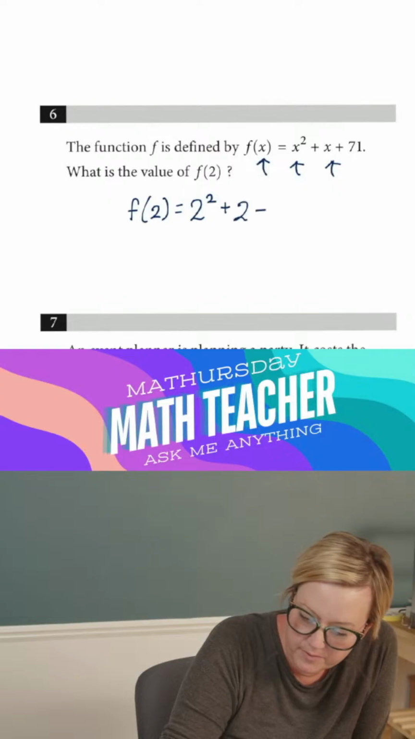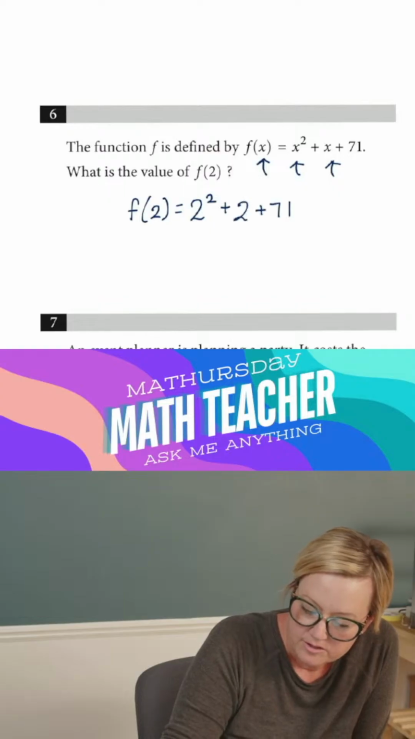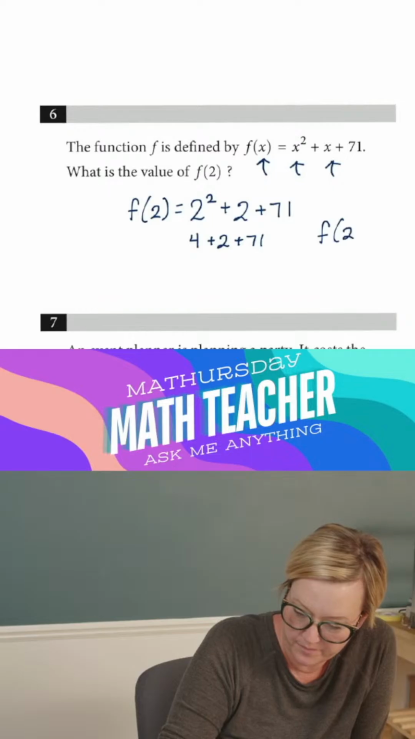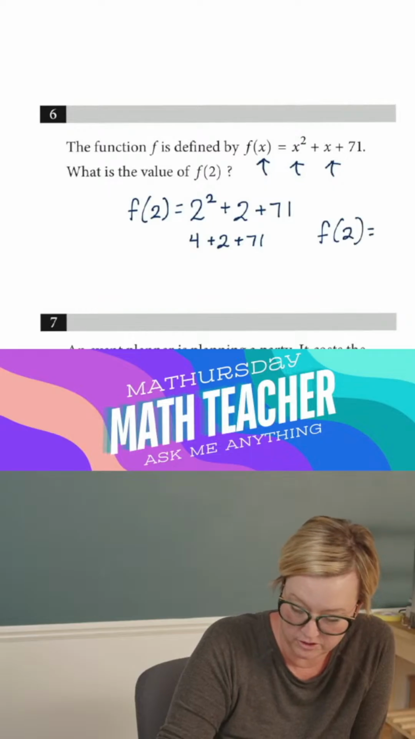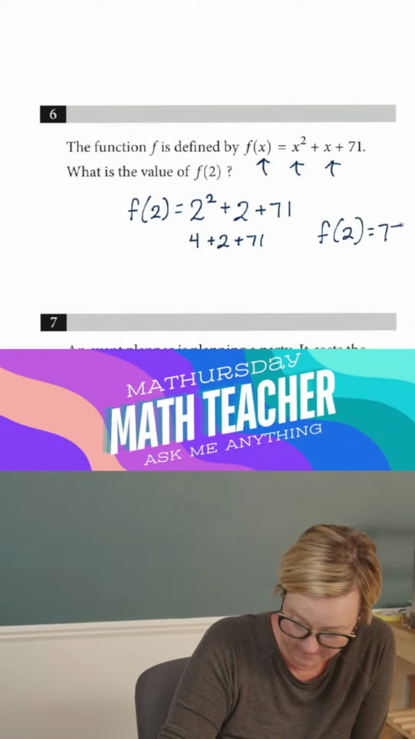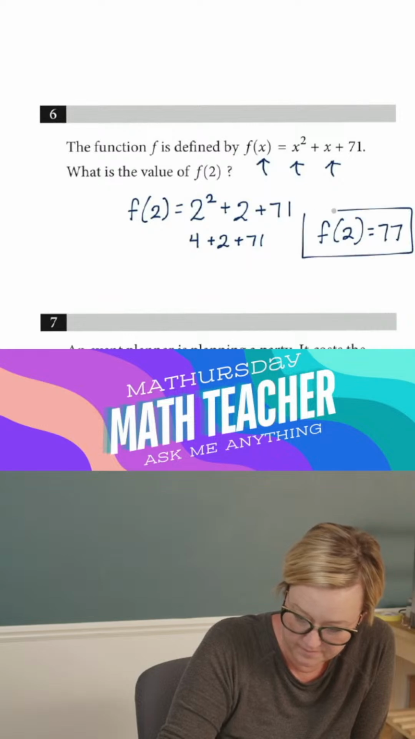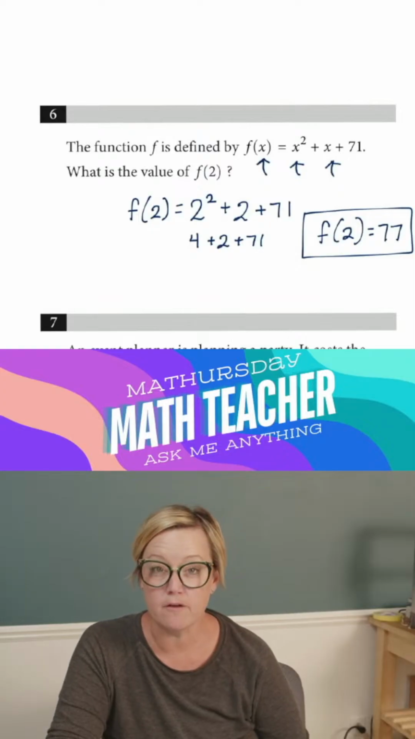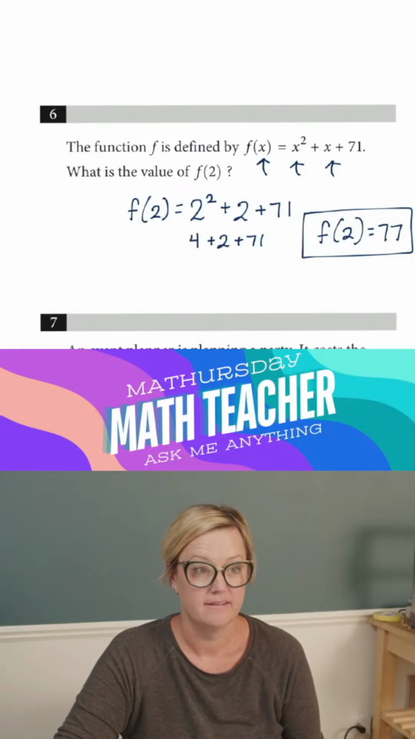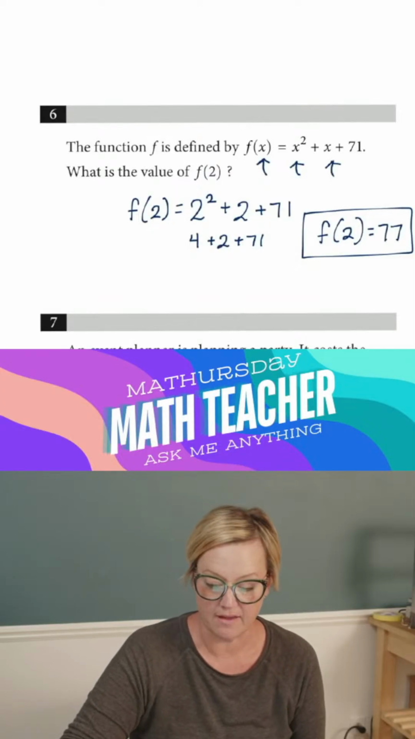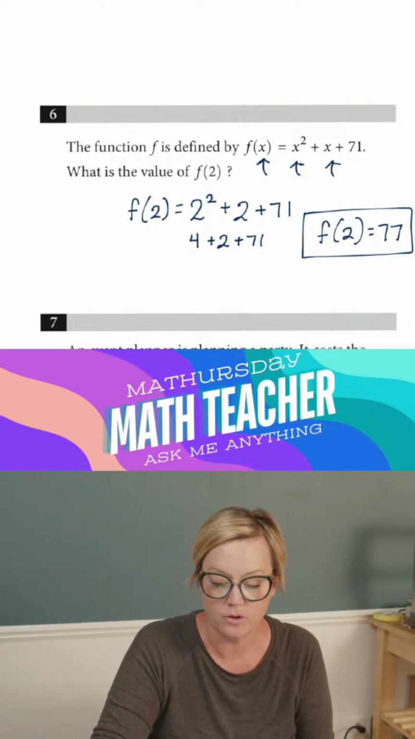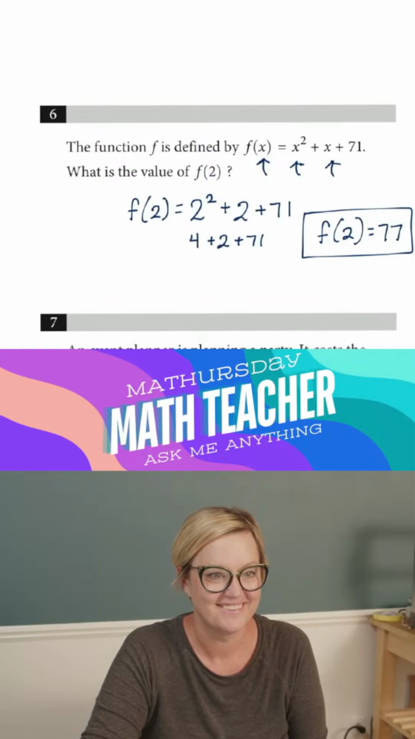So 2 squared plus 2 plus 71. So 2 squared is 4, plus 2, plus 71. So f of 2 is 4 plus 2, which is 6. 6 plus 71 is 77. Okay, and that is basic, straightforward function notation. So f of 2 is 77 because you just substitute in whatever's in the parentheses for those x's.